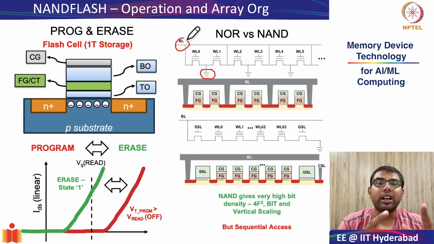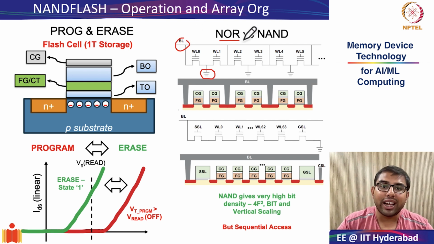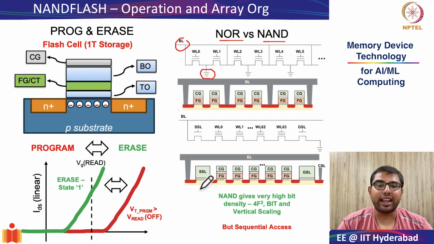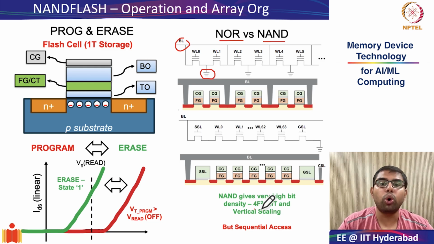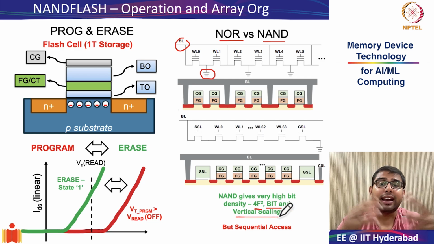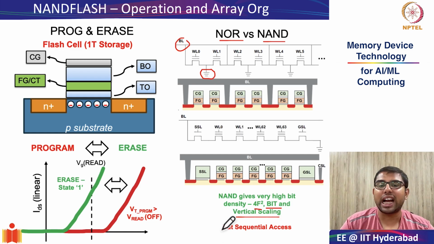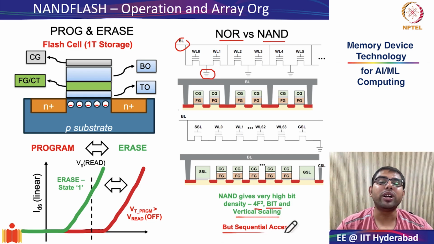This resulted in a large area per cell of 10F squared for NOR. Whereas the NAND, by virtue of its sequential architecture, had a cell size limited only to 4F squared. This was further improved using bit scaling and vertical 3D scaling. So, NAND flash gives you very high bit density, but it comes at the cost of sequential access.